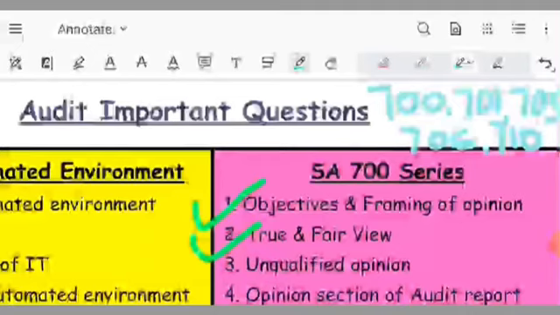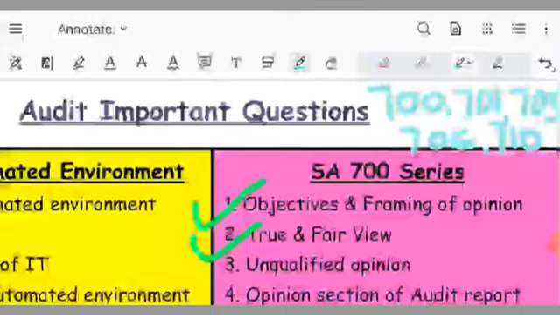Next is the true and fair view. We have to see what true and fair view means. It is the opinion of the auditor which states that the financial statements in all material aspects are true and fairly presented, right? And as per the applicable financial reporting framework.